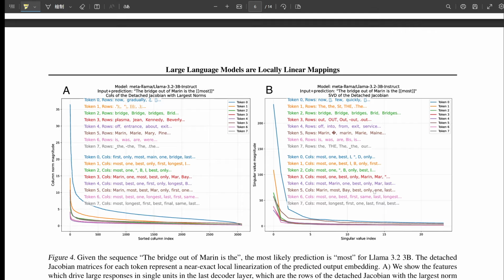And what did the researchers find when they looked at the singular values from the detached Jacobian? This is another really key finding.